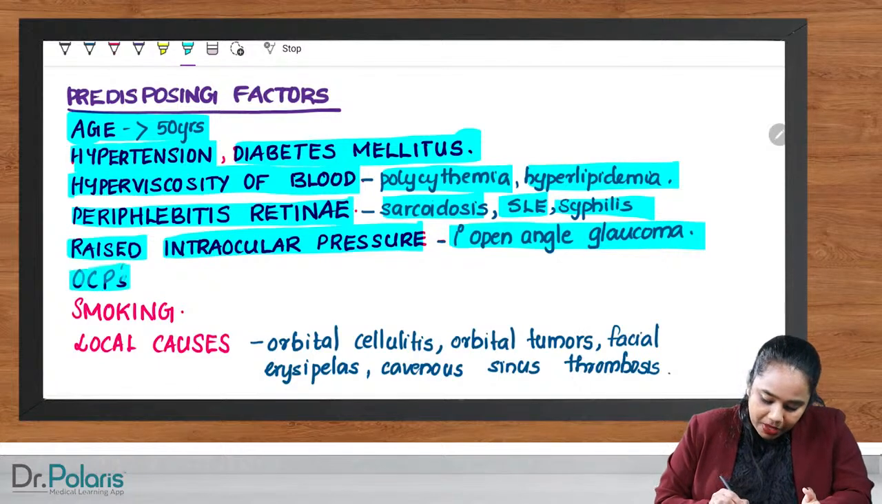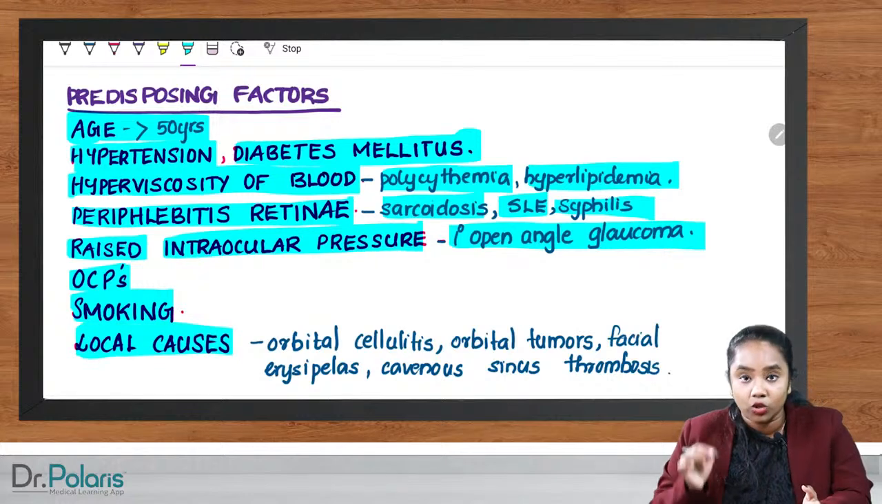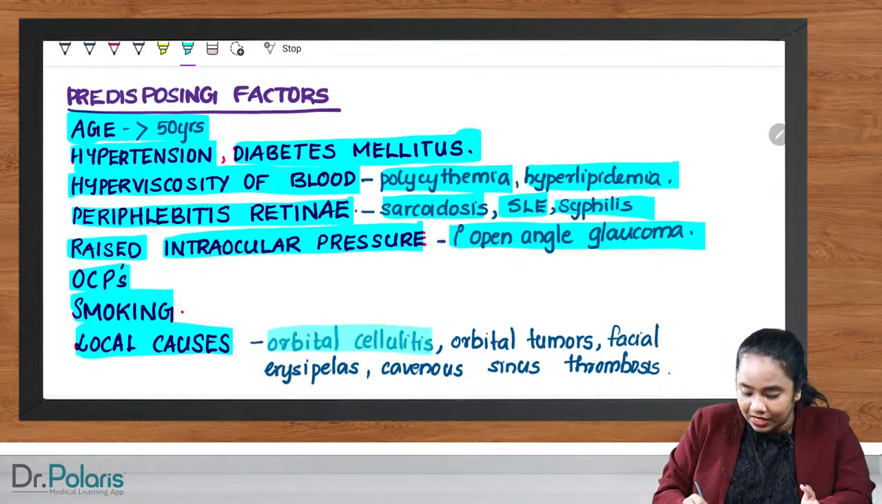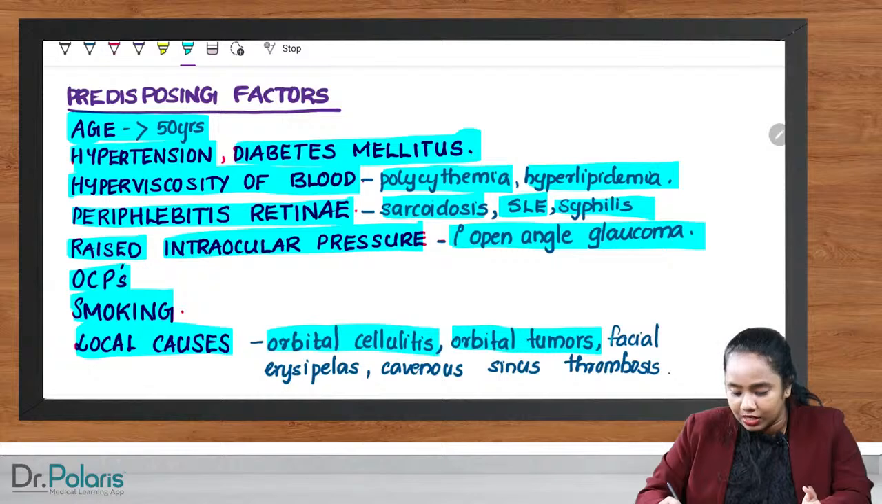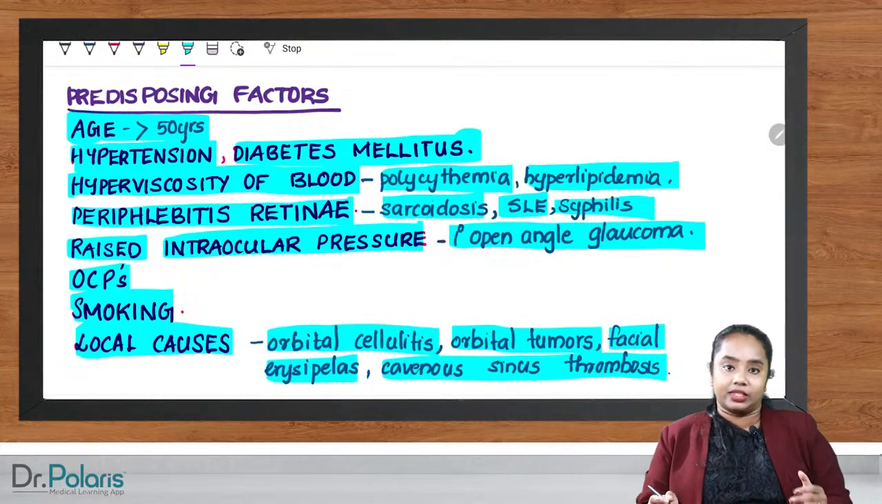Then the use of OCPs, any smoking history and certain local causes like those causes around the eye, that is orbital cellulitis, orbital tumors, facial erysipelas, cavernous sinus thrombosis are the common examples.